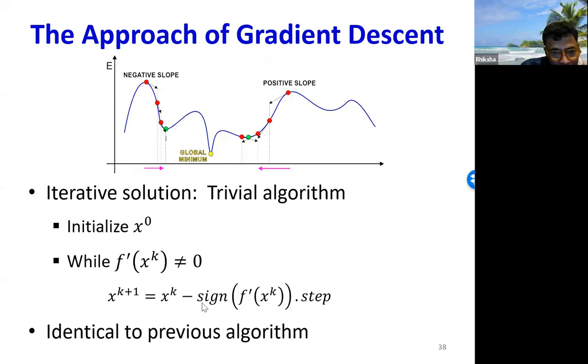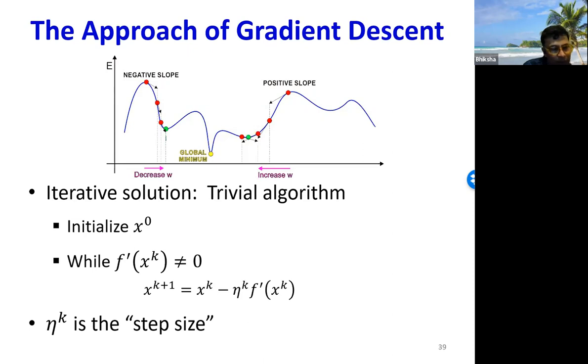Now see what happens over here. If the derivative is positive, the sign of the derivative is positive. So I'm going to subtract a step, I'll be going backwards. If the derivative is negative, the sign of the derivative is negative, minus and minus become plus. So I will be adding a step and I'm going to be going forward. So this algorithm is identical to this one. Now I can simplify this even more. Instead of multiplying the step by the sign of the derivative, I can just say, forget about getting rid of the sign. I'll just use the derivative as is.